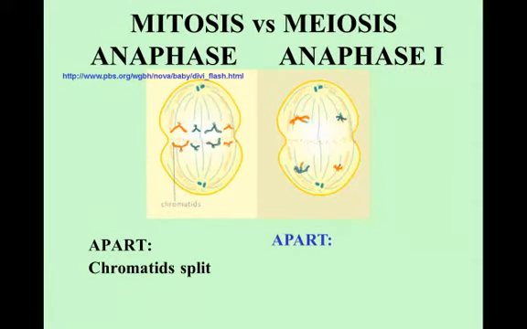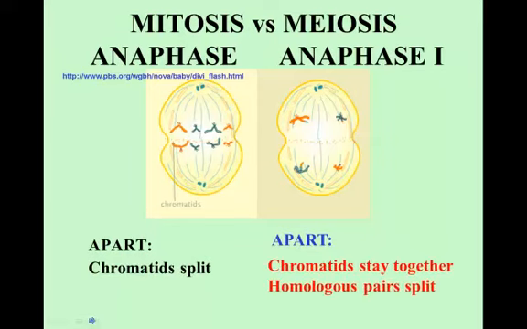A for ana, A for apart. When we did anaphase of mitosis, chromatid arms split and each one went to a different end of the cell. Now what's going to go apart is our homologous partners. Notice this chromosome still has 2 chromatid arms. So apart again, yes, A for ana, A for apart, but chromatids are going to stay together. What's going to go apart is the homologous pairs. The homologous partners are going to split.